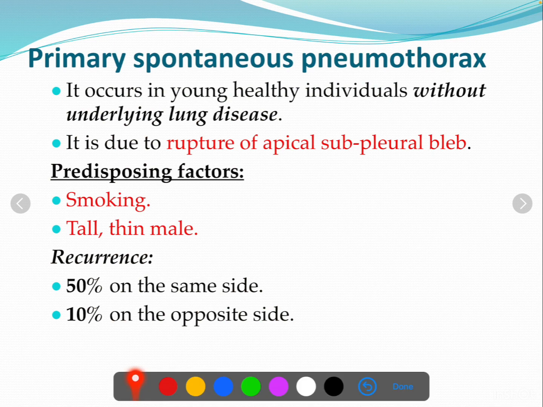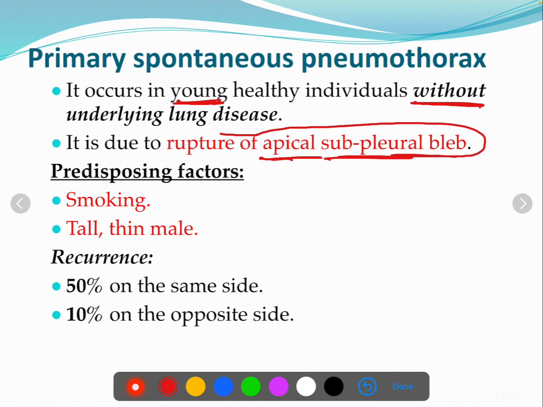Now we will discuss primary spontaneous pneumothorax. It occurs in young healthy individuals, very very important, without underlying lung disease. So there is no underlying lung disease. It is due to rupture of an apical subpleural valve. Very very important. And what are the predisposing factors? Smoking, tall, thin males. These are the predisposing factors for primary spontaneous pneumothorax.